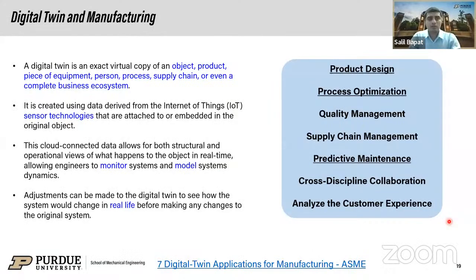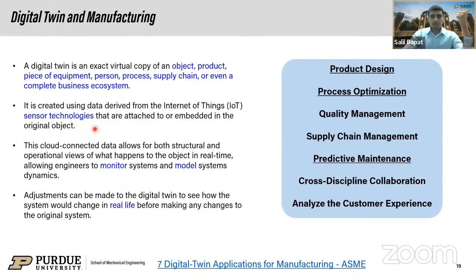Let's come back to the definition of digital twin, as defined by the American Society of Mechanical Engineers, ASME, which defines a digital twin as an exact virtual copy of an object, a product, a piece of equipment, person, process, supply chain, or even a complete business ecosystem. The point that I want to make is that a digital twin does not necessarily have to be of a component or a product. It can be of a process, it can be of a process chain, and it can be of the whole shop floor, for example.